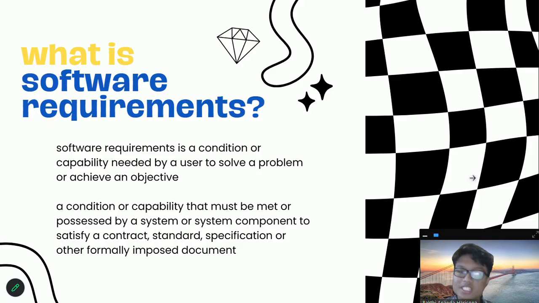Software requirements is a condition or a capability needed by users to solve a problem or achieve an objective. A condition or a capability that must be met or possessed by a system or system component to satisfy a contract, standard, specification, or other formally imposed document. So we can say that software requirements is a set of written conditions that have already been talked about that the system needs to have.